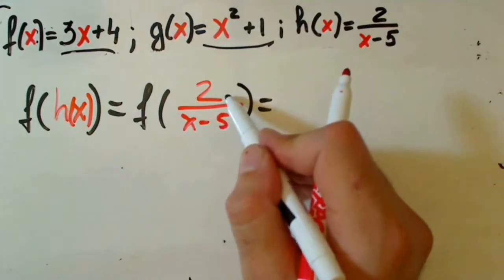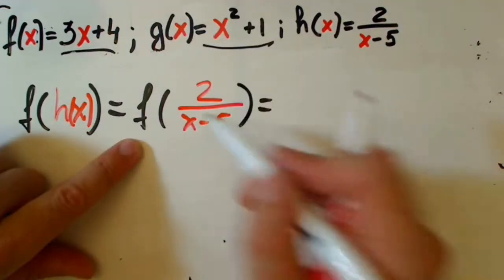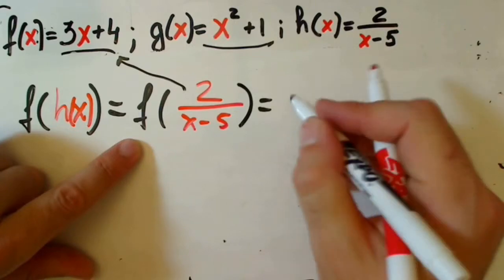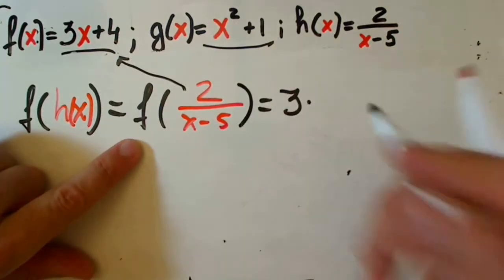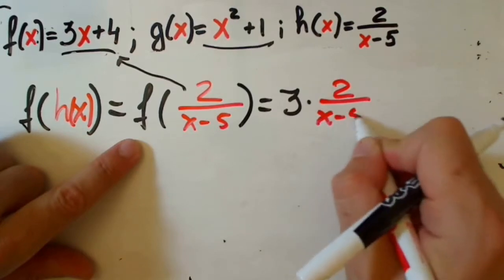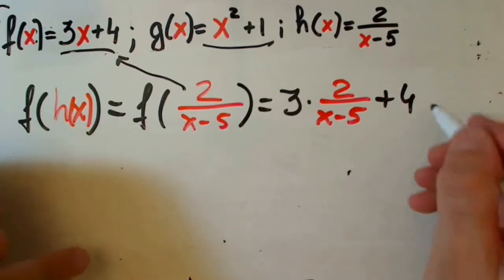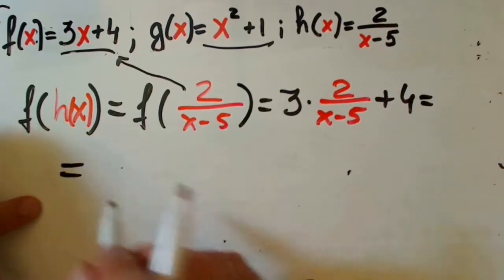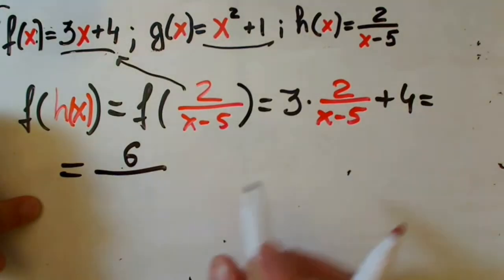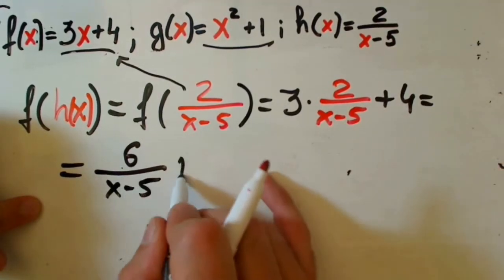Now, where does our input go? It goes to function f, and function f is 3x plus 4. And we just keep the same color, and we have 3 times our input, which is 2 over x minus 5, plus 4. Now let's simplify it. 3 times 2 is just 6 over x minus 5 plus 4.